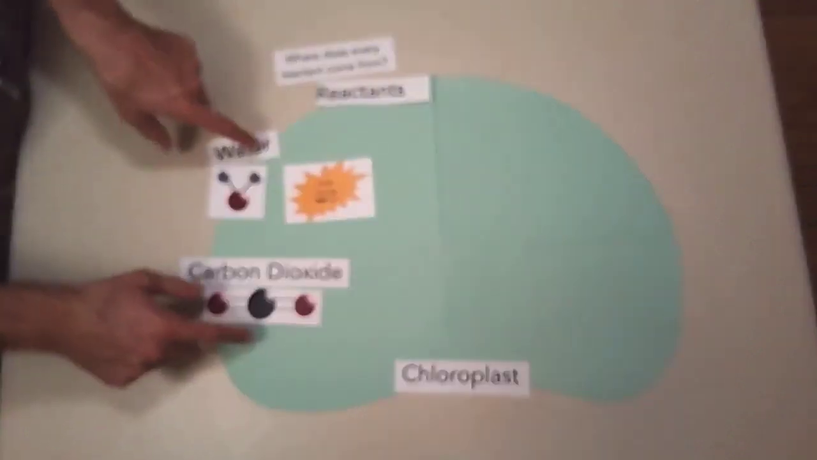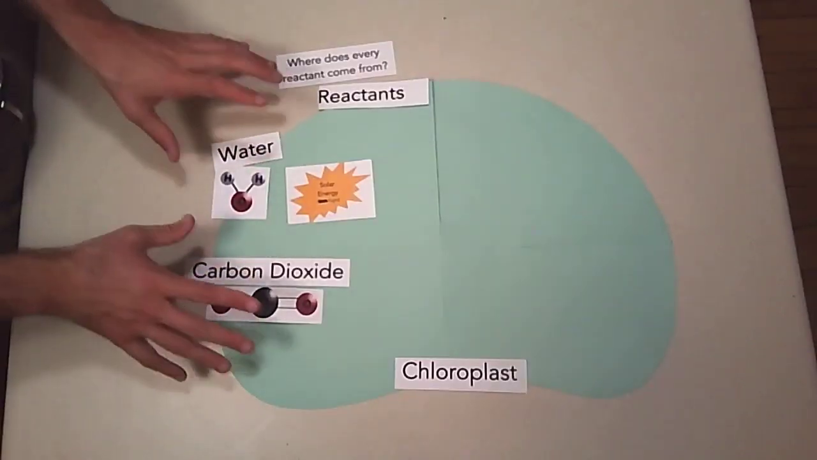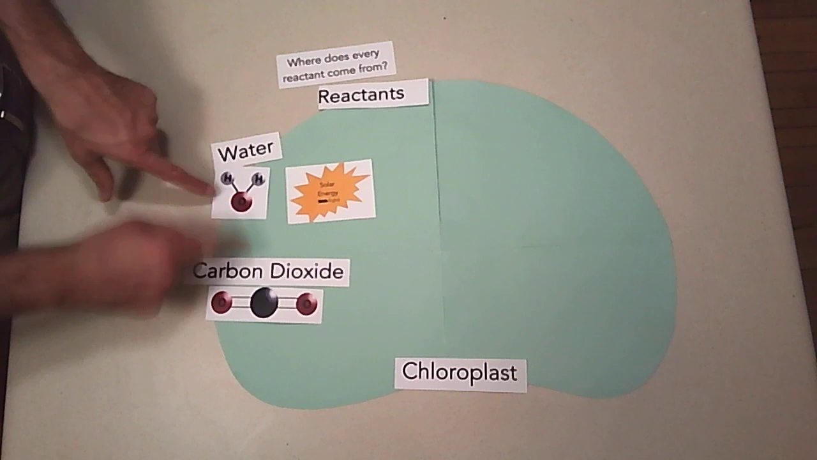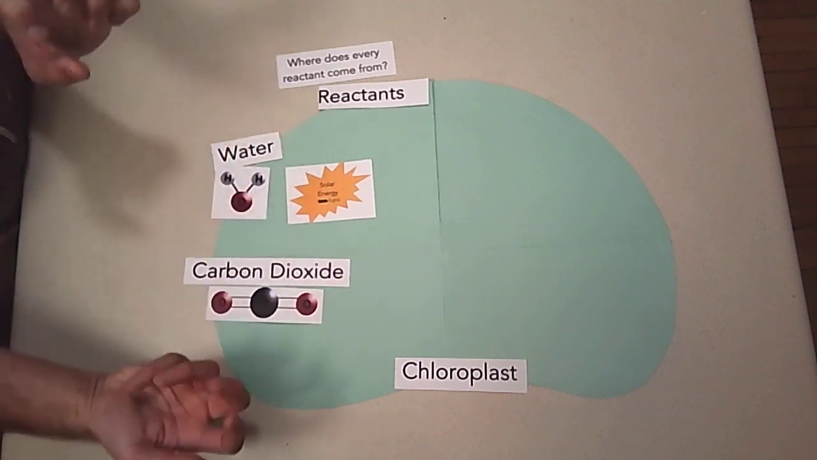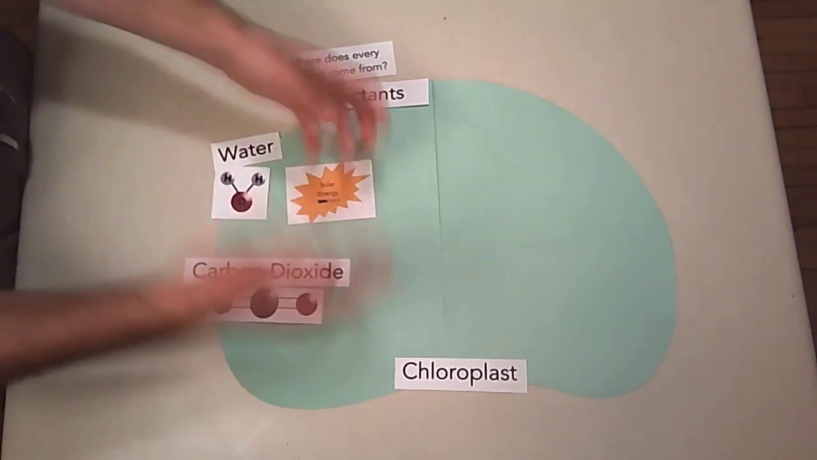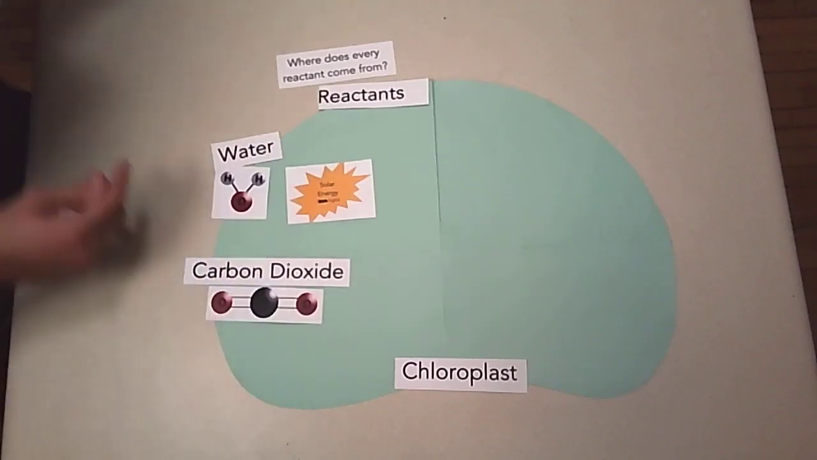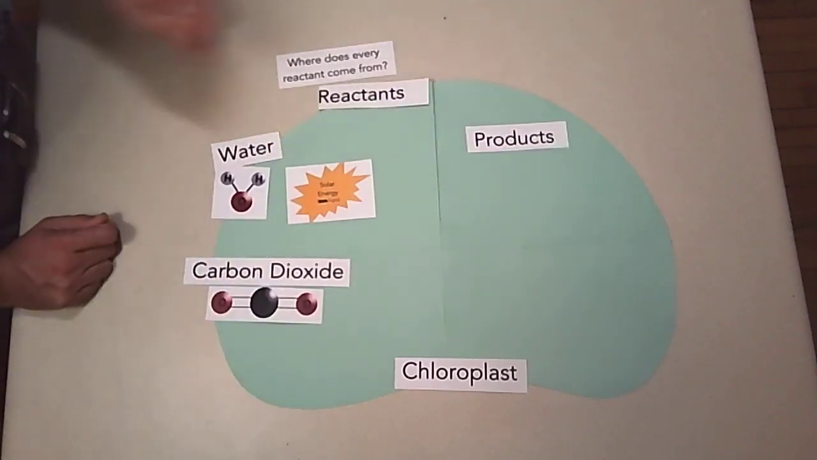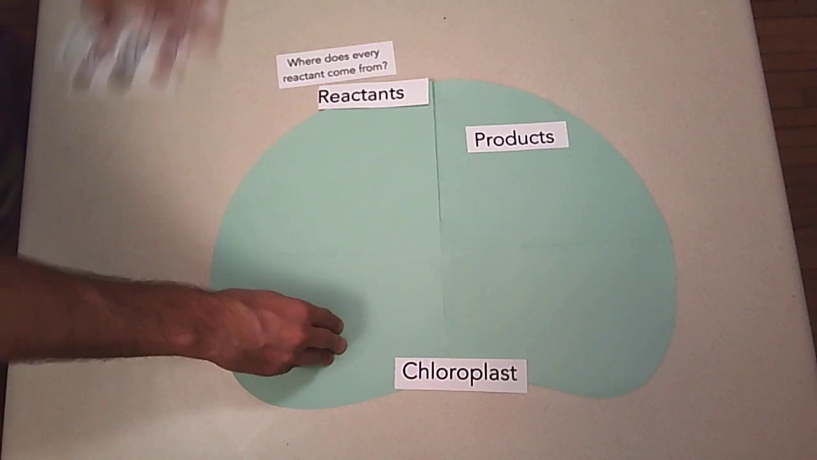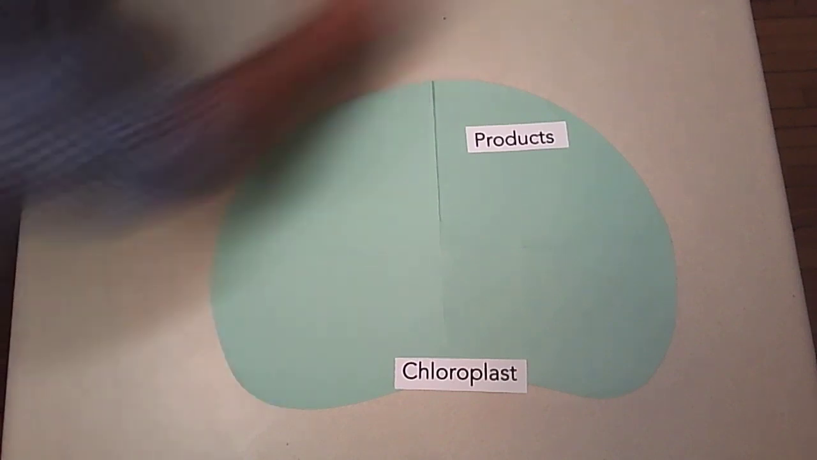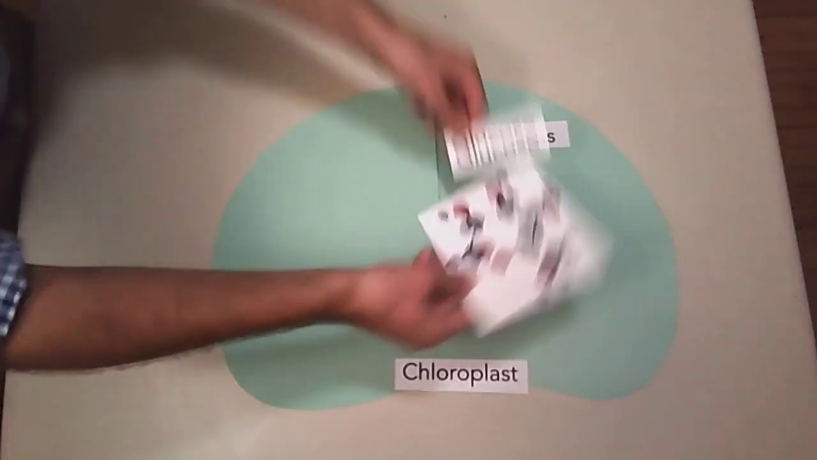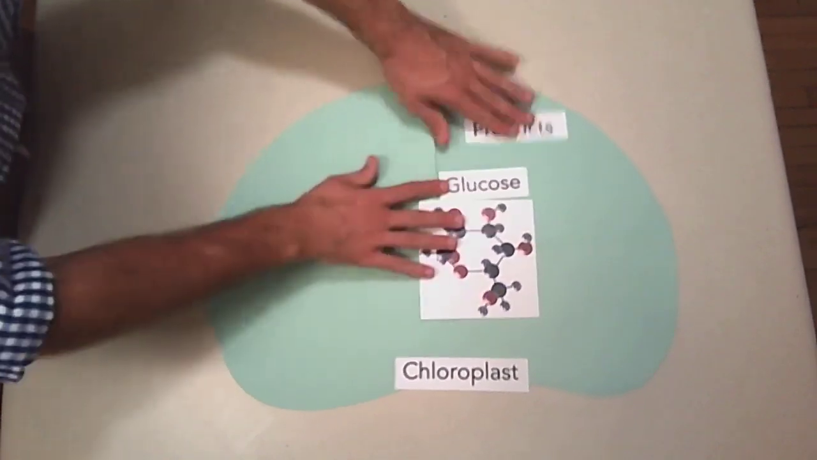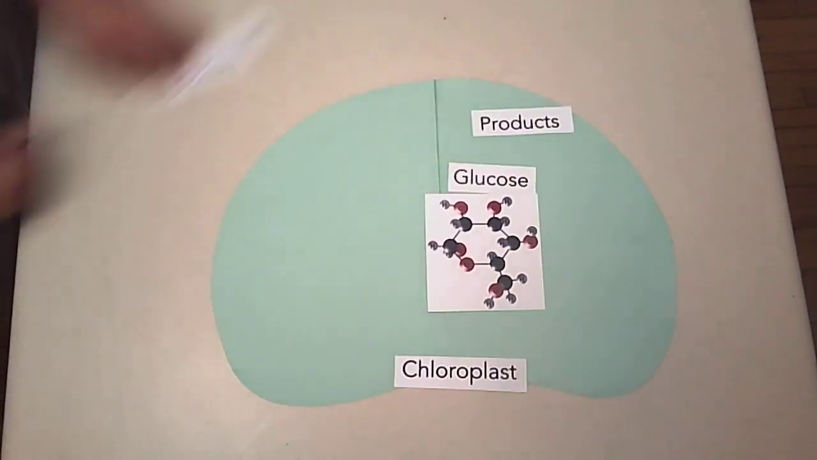Right, so now that we have our reactants, what's going to happen is that the atoms of these molecules are going to break apart, and the energy is going to help them recombine to make our products. So our products are going to be glucose. This is the whole point of doing photosynthesis, is to make this molecule.